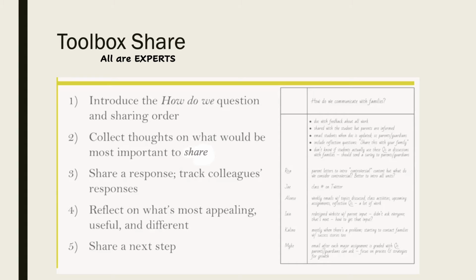Here you will see an example of the toolbox share of how do we communicate with families that Lauren Porosoff had created. 1. You're in a group, and each of you introduces the how do we question and we share in order. 2. Collect thoughts on what would be most important to share. So you each go around and share what you feel is important for the how do we question, or how we're going to do this. 3. We're sharing our responses and we're going to track each colleague's responses. 4. Then we're going to reflect on what's most appealing, useful, and different. And 5. we're sharing the next step.